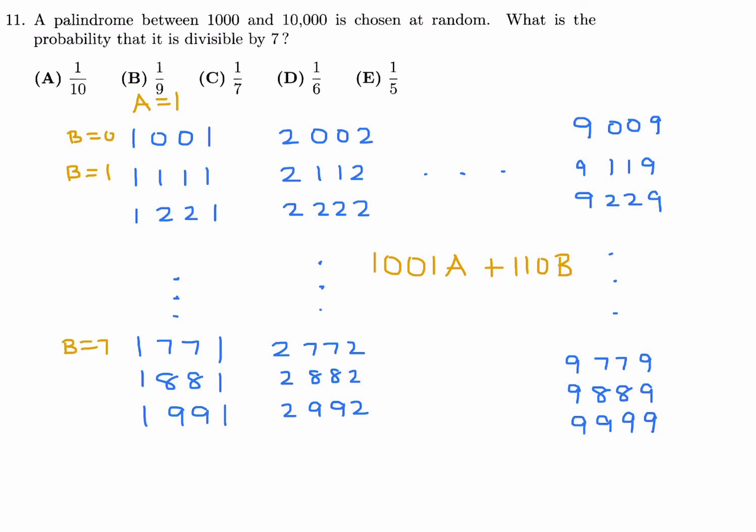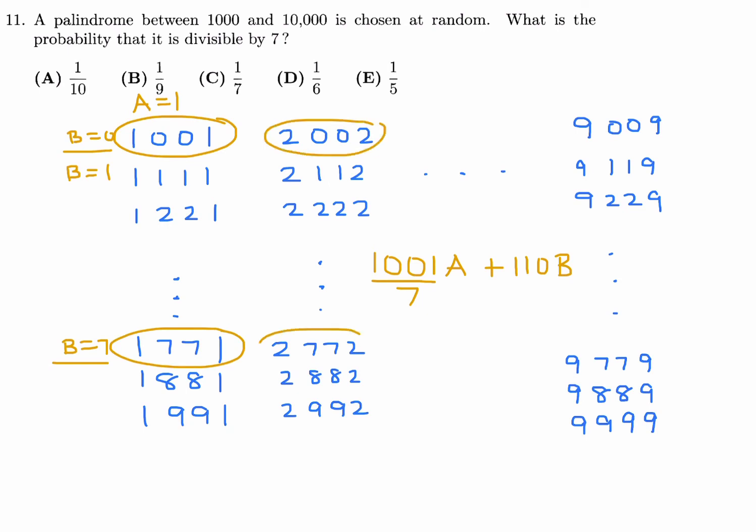1001A is already divisible by 7. If you do that, you'll find that 1001 divides by 7 to give an integer. So that means this whole number is divisible by 7 if this part is divisible by 7. Now, is 110 divisible by 7? The answer is no. So that means B must be divisible by 7, and the only way that is possible is if B is equal to 0 or if B is equal to 7. For every column, those are the only ones that will be divisible by 7.